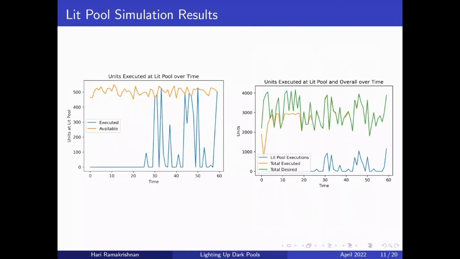So the two graphs that we had in the previous slide were both from dark pools, in settings where we only had dark pools. So now we take a look at what happens when we add a lit pool. On the left, we have a graph of just what's happening at the single lit pool that we added. So again, in orange, we have how much liquidity was available, and in blue, we had how much we decided to execute. So this time, the orange line is actually information that's available to the algorithm. So we're choosing exactly how much of that we want to take.